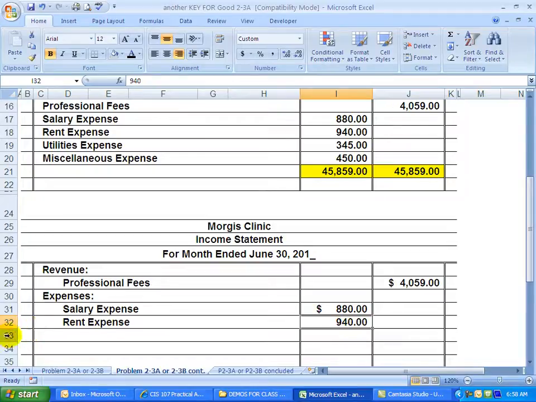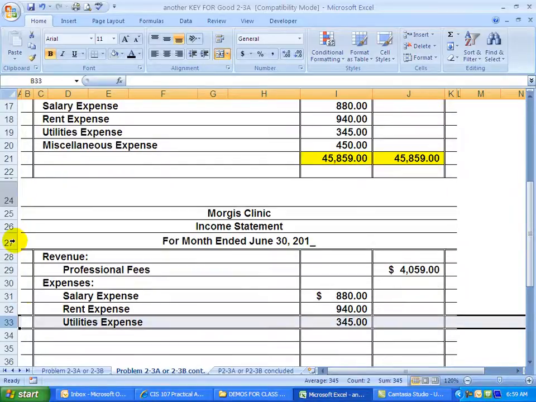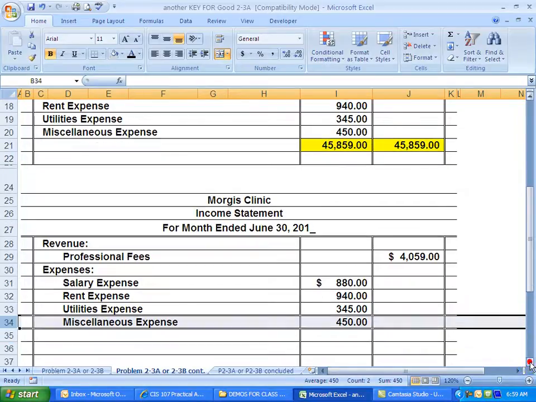Okay, the next one is utilities expense, so we're going to list that one. And let's see, we have miscellaneous expense next. So miscellaneous expense would go next. And at this point now, we're done. Okay, and so we're going to add up all of these four expenses. So we're going to indent even more and write total expenses. And notice that the total of the expenses goes in the ending or the right hand column and there is no dollar sign.